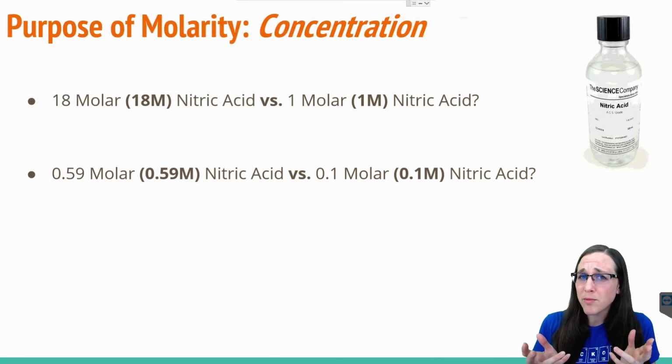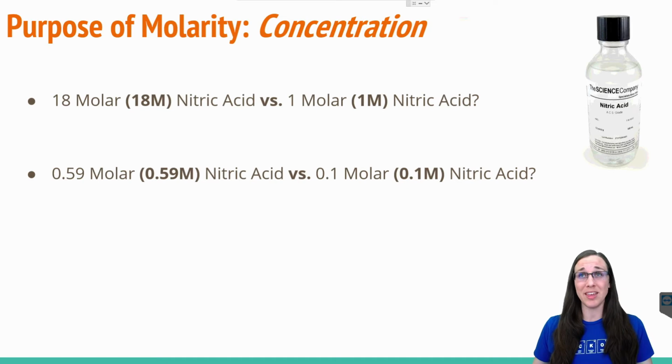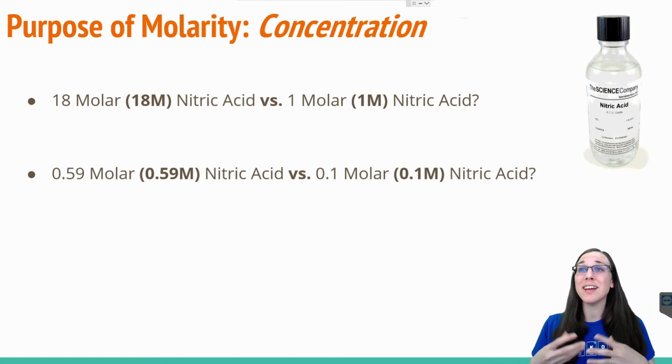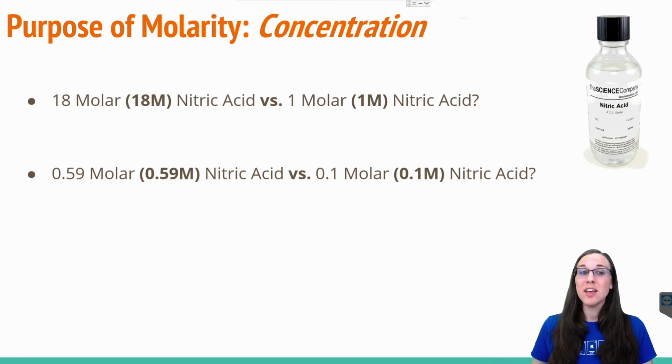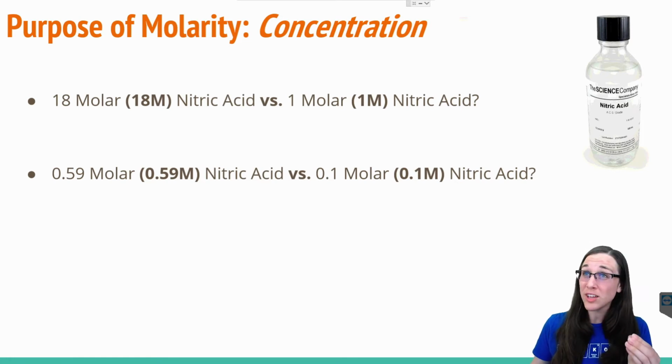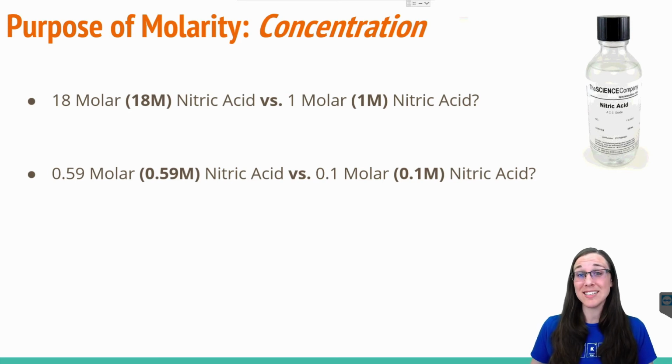So what's the purpose of molarity? It's a measure of concentration. It tells us how concentrated something is. For example, if you were comparing 18 molar (18M) nitric acid to 1 molar (1M) nitric acid, the larger value means that it's more concentrated. It has more solute per unit of solvent. So 18 molar nitric acid is much more caustic, much more dangerous than 1 molar because of its concentration.